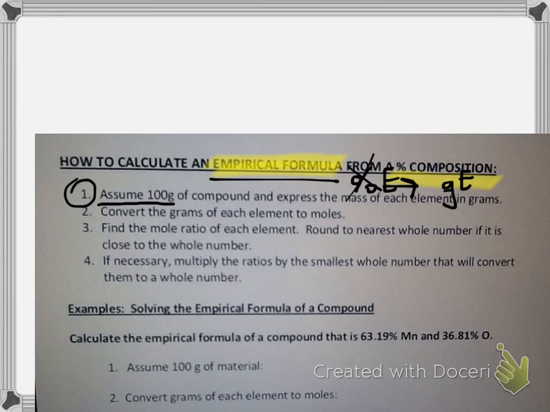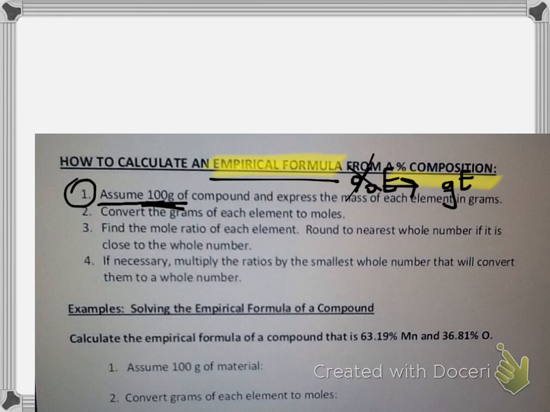How does this work? Let's say you have $100 instead of 100 grams. If I told you 64% of your paycheck went to taxes, and your paycheck was $100, how many dollars of it went to taxes? 64, because the percent is per 100. If you assume you have 100, you can convert automatically to the grams.